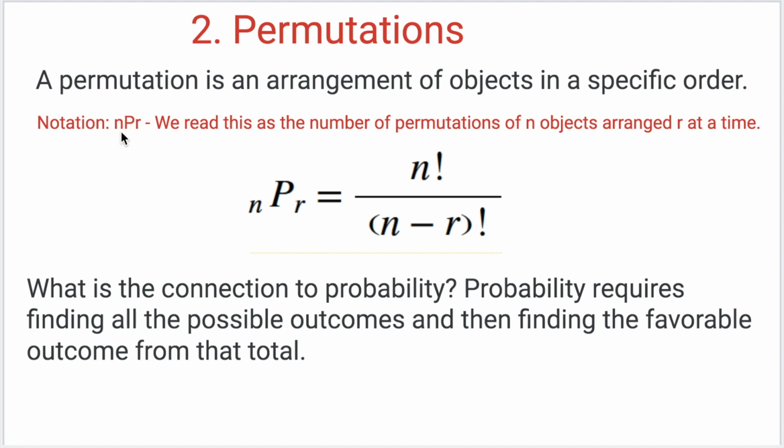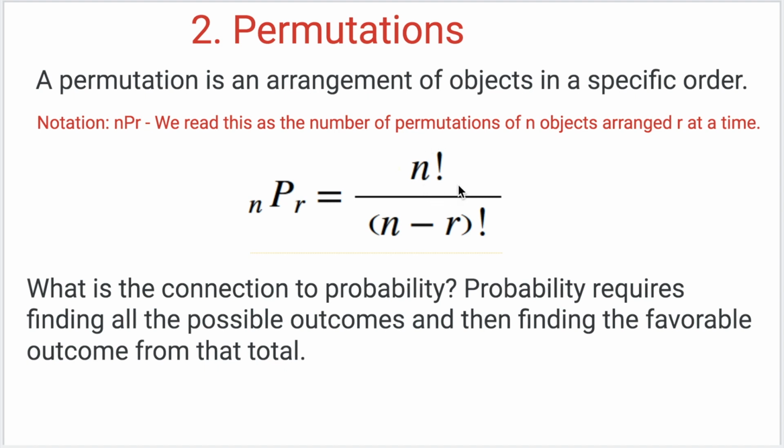The N stands for all the possible objects, and R stands for how many ways that we want to arrange those objects. So we read this as the number of permutations of N objects arranged R at a time. So this is the formula: NPR equals n factorial divided by (n minus r) factorial.